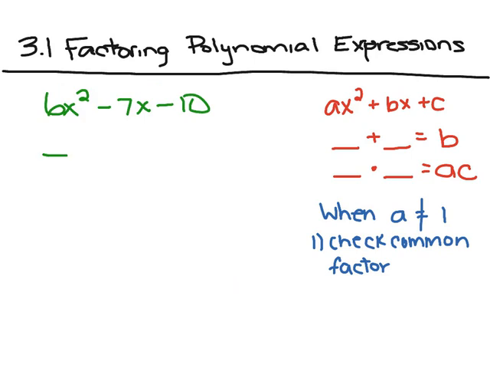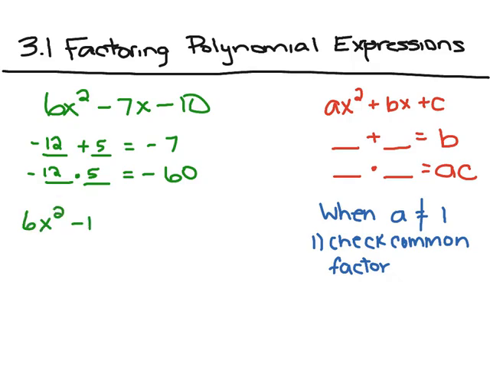So for this one, we have blank plus blank equals negative 7, and blank times blank equals negative 10 times 6, which is negative 60. So we want two numbers. When you add them together, you get negative 7, and when you multiply them, you get negative 60. If you take negative 12 plus 5, you get negative 7, and negative 12 times 5, you get negative 60. So we're going to break this into 6x squared minus 12x plus 5x minus 10.